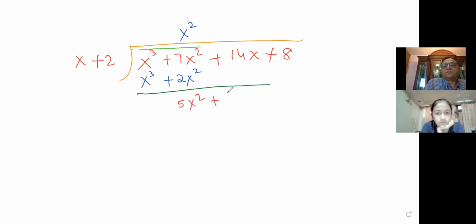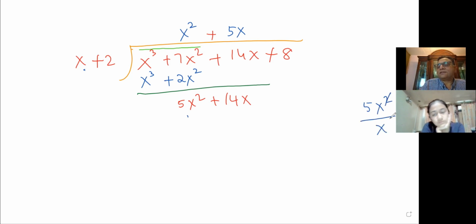Bring down the next term. Plus 14x. What will come in the quotient? x and 5x squared. When you divide, you need 5x, correct? Yes. So you can do it on the side sometimes. If it is difficult, think like this, right? So this x cancels. And we have 5x remaining. 5x. So when you multiply, you get, of course, 5x squared. And multiply 5x with 2, you get 10x.